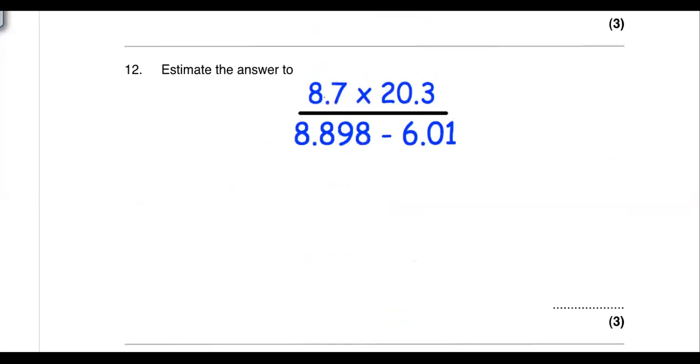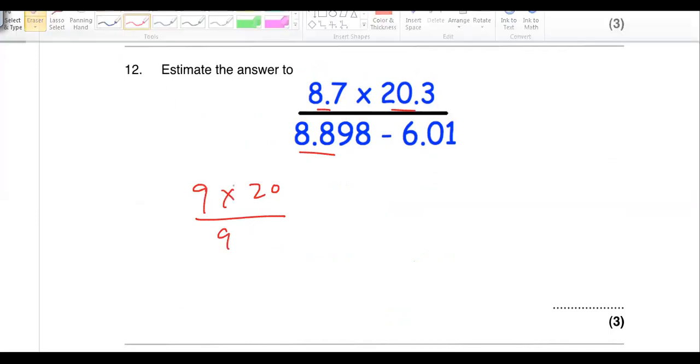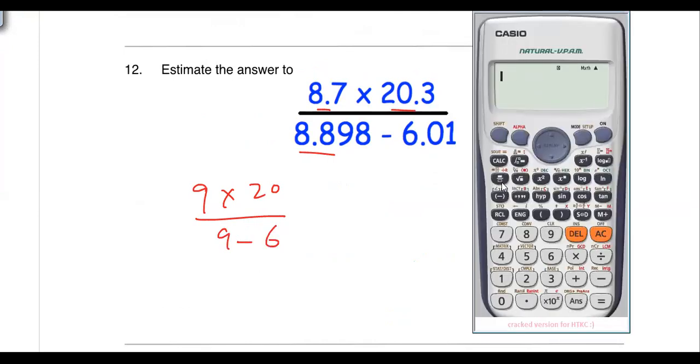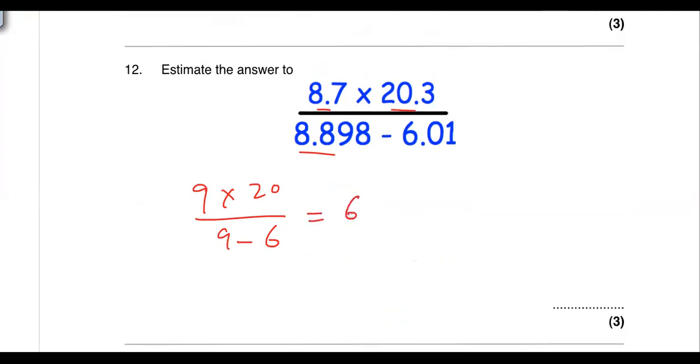Now for this one, rounding to one significant figure, it will be 9. Rounding to one significant figure will be 20. Rounding to one significant figure will be 9, and minus, sorry, rounding to one significant figure, it will be 6. So it's going to be 9 times 20 over 9 minus 6. So it's 60.